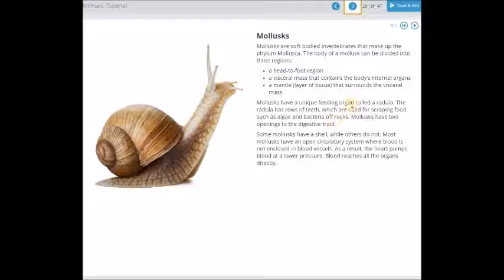They have a unique feeding organ called a radula. It's rows of teeth, which are used for scraping food such as algae and bacteria off of rocks. Believe it or not, snails have teeth. Isn't that crazy? And they have two openings to the digestive tract. Some have a shell, some don't.